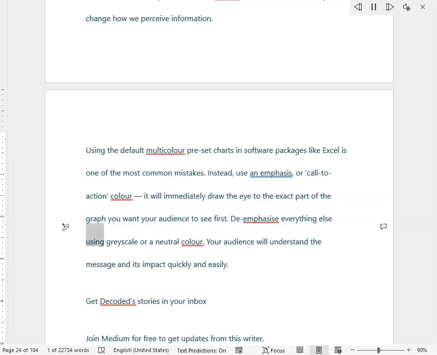De-emphasize everything else using grayscale or a neutral color. Your audience will understand the message and its impact quickly and easily.